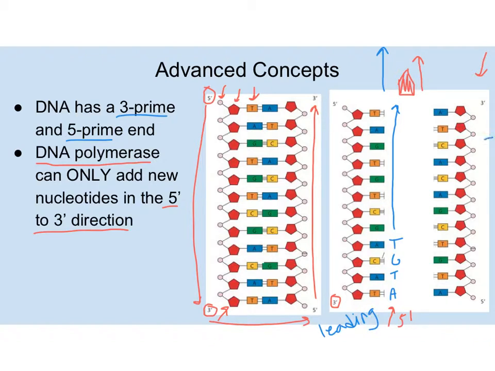Now, on this strand over here, it has to go the opposite direction. So on this side, it's going to have to go down, because if it goes up, it's going to be going from 3' to 5', but it can only go from 5' to 3'. So on this side, it's going to have to go down. So this T, it's going to put an A. The G, it'll put a C. The T, it'll put an A. And the A, it'll put a T. So it has to add the nucleotides in little tiny chunks, and those chunks are called Okazaki fragments.